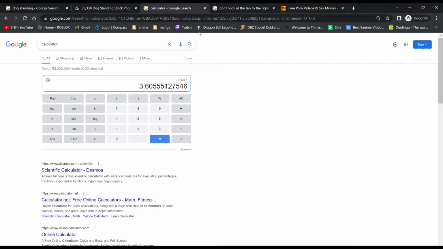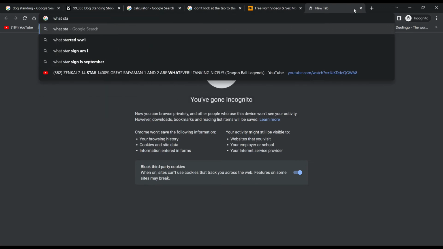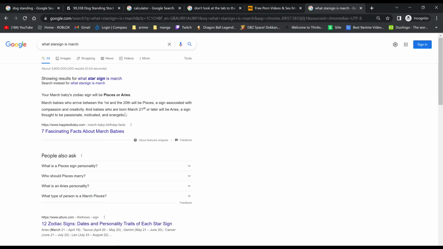Now 3.60 is 3. This is where the science comes into it. I'm going to dabble in a tad bit of astrology. So the third month, March, is March, right? What star sign is March, right? That gives us 2. But now this comes into the 6th. That means the 6th day of March. So this dog is indeed a Pisces.